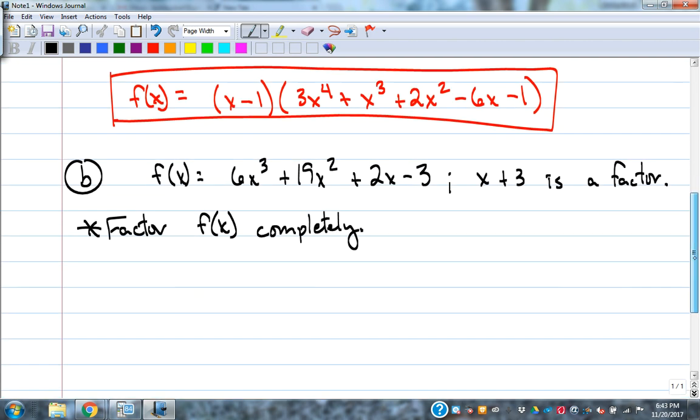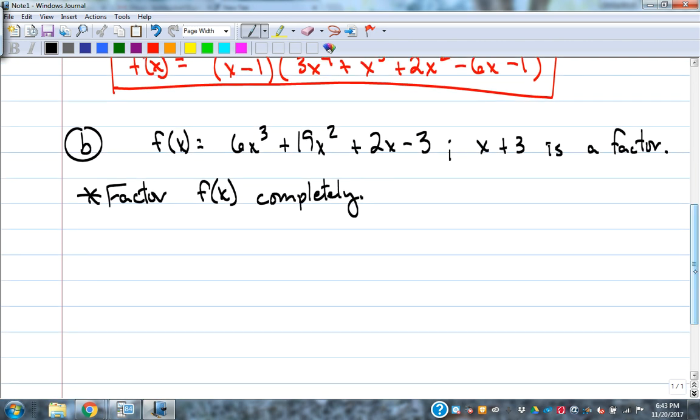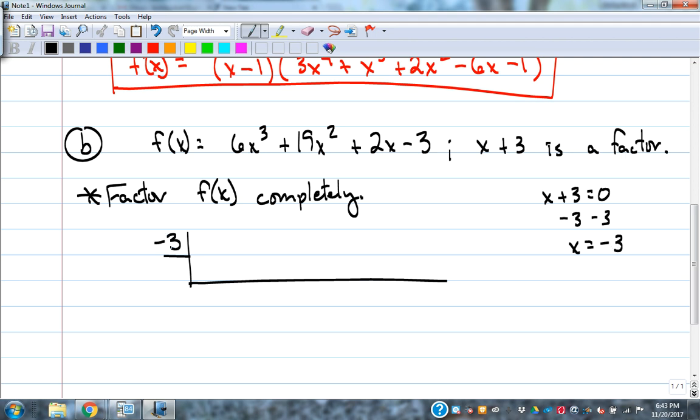So if they give us a factor, what's that tell us about the remainder when we do the synthetic division? It's got to be 0. They're just being nice to us and giving us part of the problem. You know that when you run that with synthetic division, if you don't get 0 as the remainder, you did something wrong. So let's set up the synthetic division, and what goes on the shelf for this one? -3. So we said x plus 3 equal to 0. Subtract 3, and that's why -3 goes on the shelf.